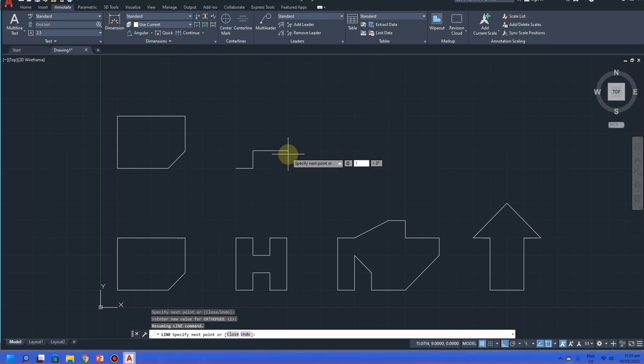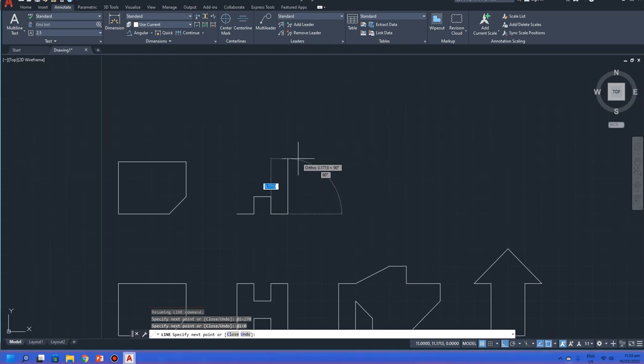At distance 1, angle 0. At distance 1, angle is 270. At distance 1, angle 0. And then at distance 3, angle is 90 degrees.